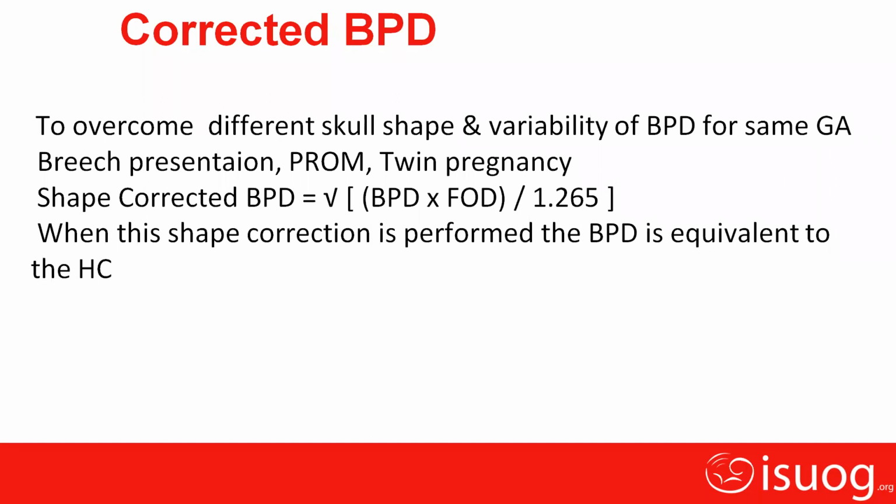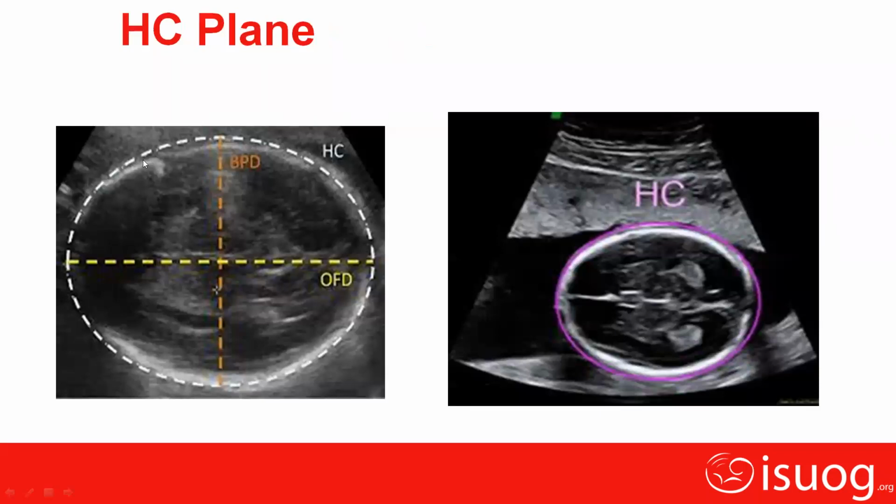In the head circumference plane, we measure the head circumference, where everything is covered, from the outer table of the skull to the outer table of the skull. This is the occipitofrontal diameter, and this is the BPD diameter, again from outer table to outer table. In AC, we also measure from outer table to outer table. Nowadays, because of the ellipse method, the computer itself will generate the head circumference by measuring BPD and occipitofrontal diameter. Automated machines have come now, and they will show the head circumference directly in the computer.